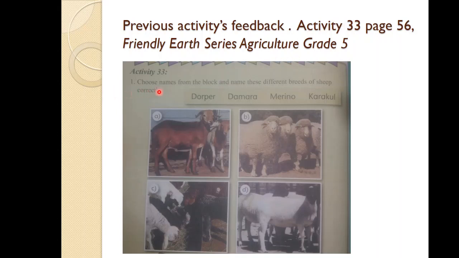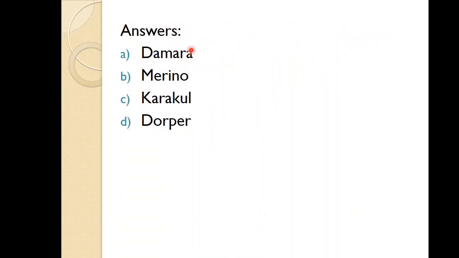Question 1. Choose names from the block and name these different breeds of sheep correctly. A. It's showing the Mara sheep. B. These are the Merino sheep. And C. Karakul sheep. And also D. Dorper sheep. And these are the answers.